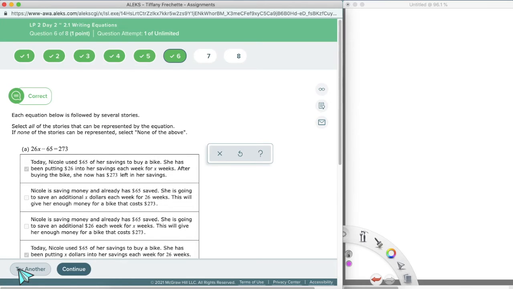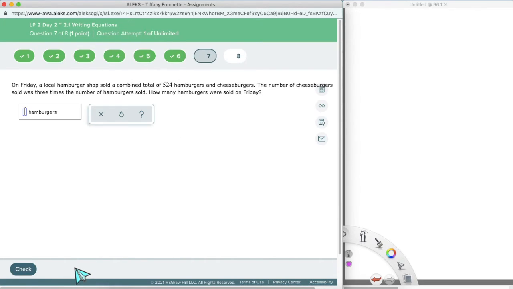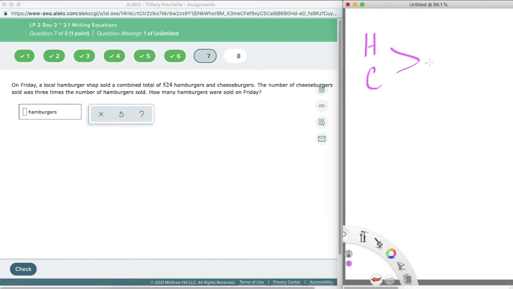All right, two more questions here and we'll be all done with this section. This one's definitely a little bit longer. On Friday, a local hamburger shop sold a combined total of 524 hamburgers and cheeseburgers. So I'm going to write hamburgers and cheeseburgers, and together we sold 524. So that's my first sentence.